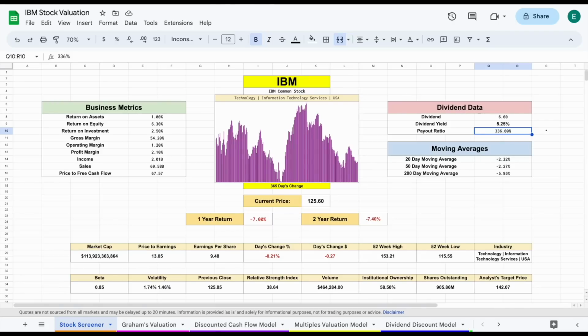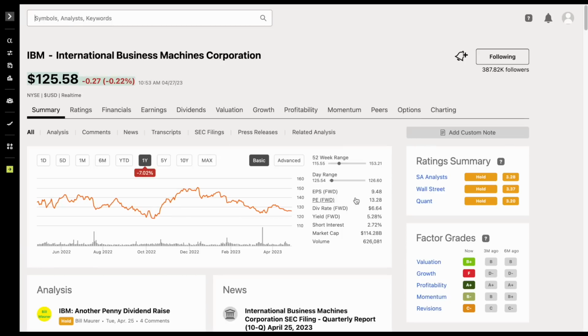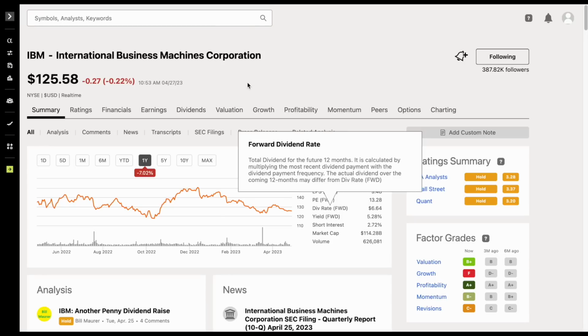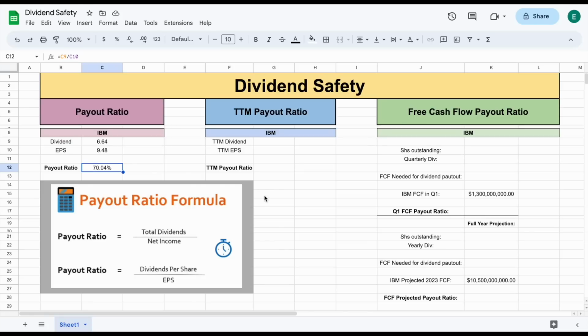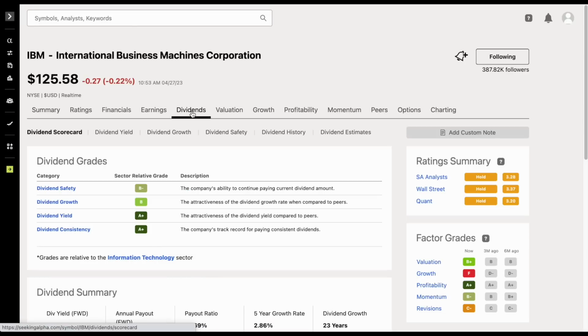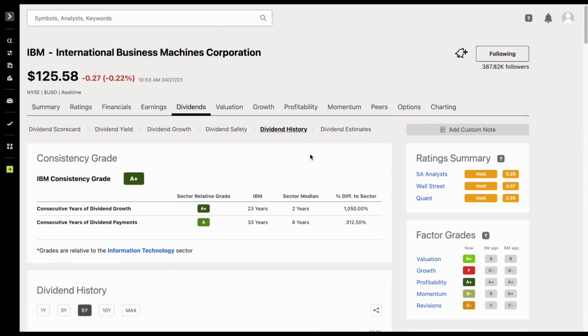So why is that? Well, you can see what we just plugged in is the forward-looking earnings per share and the forward-looking dividend payment. So what we really need to look at now is the trailing 12 months payout ratio and see if maybe that's where the 336% is coming from, because there's a pretty big difference. So to get the trailing 12 months dividend, again, we can go over to Seeking Alpha, we'll click on dividends, and we can click on dividend history.